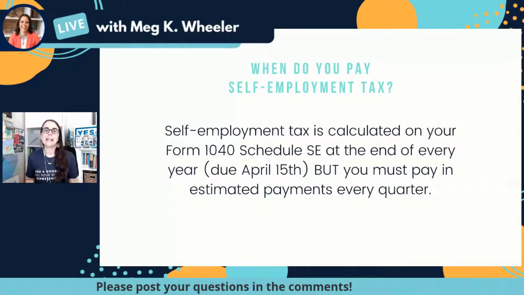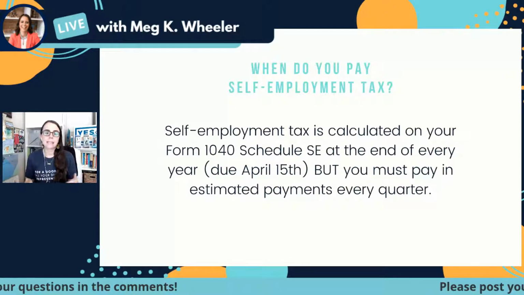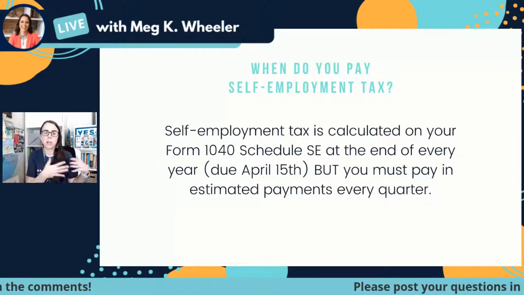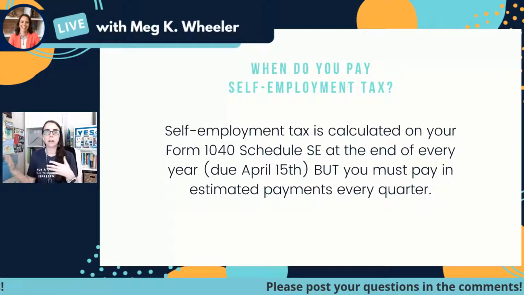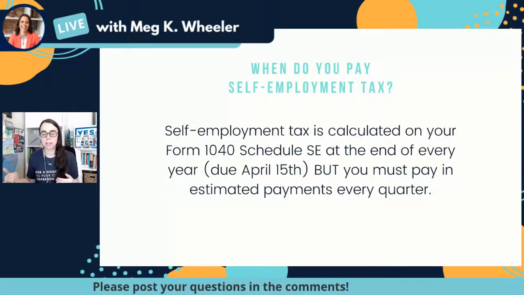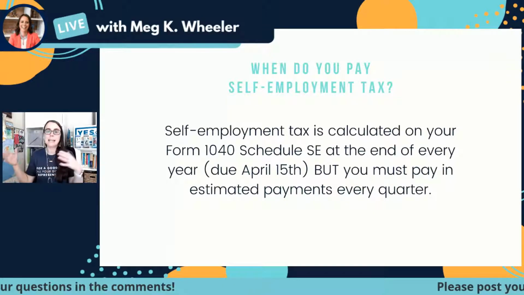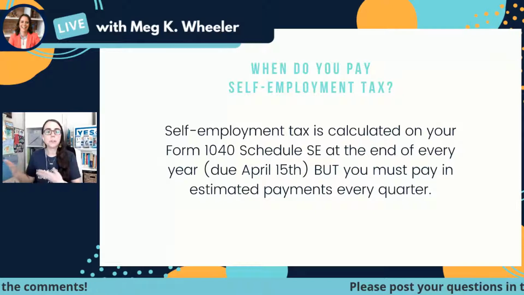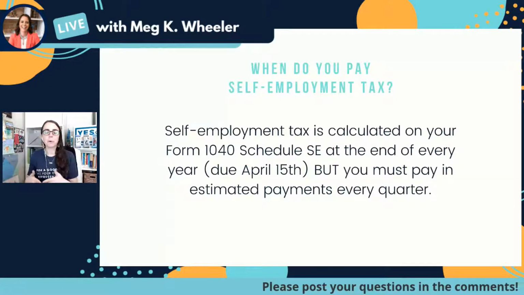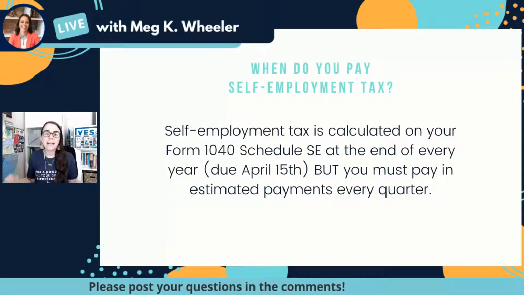Now, a question I get a lot is, well, when do I pay self-employment tax? So self-employment tax is calculated, just like I just mentioned, on your Form 1040. It's actually a form called Schedule SE. It goes through the calculation of how much self-employment tax you have to pay. And that Schedule SE is included with your Form 1040, which you file usually every April or sometime between April and October for the prior tax year. But here's the big but.